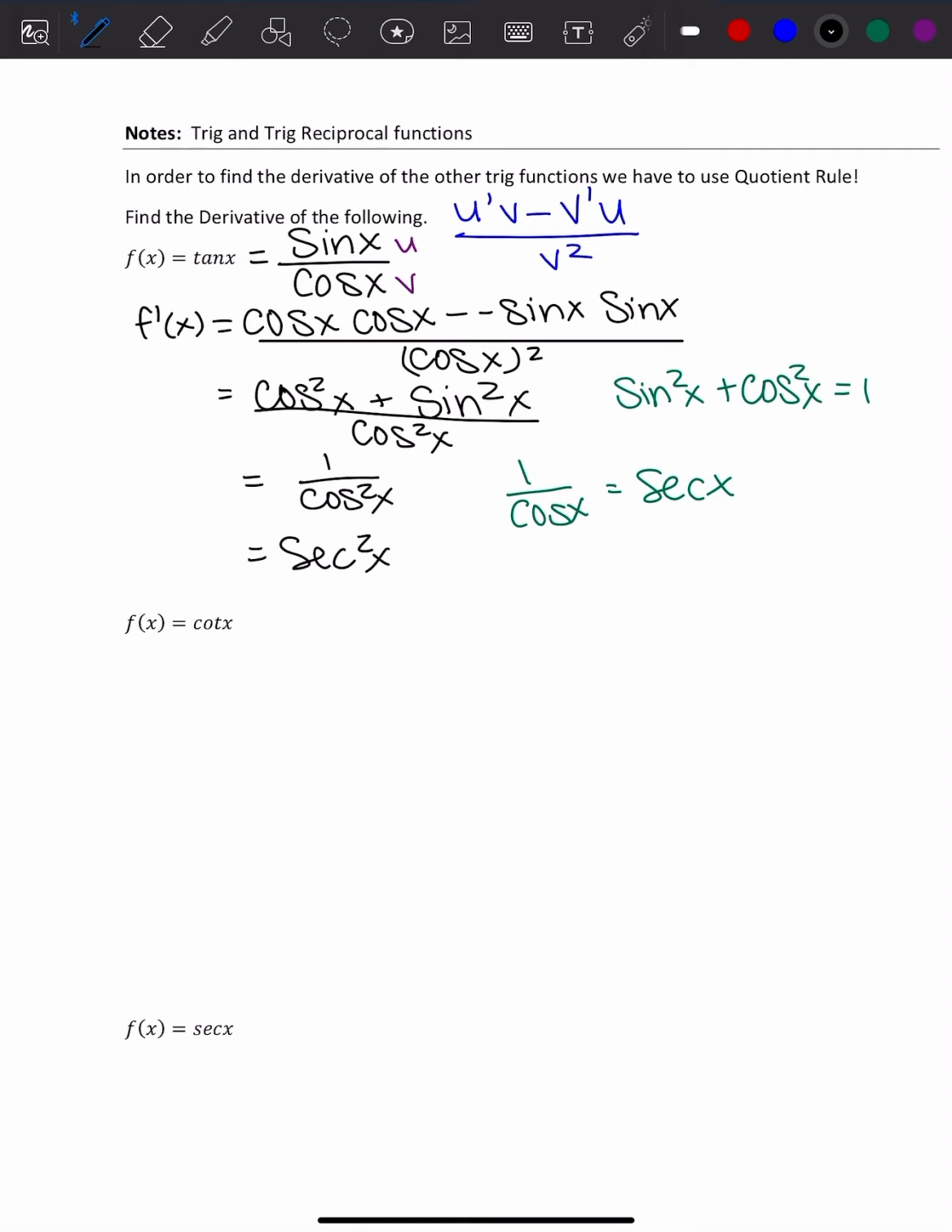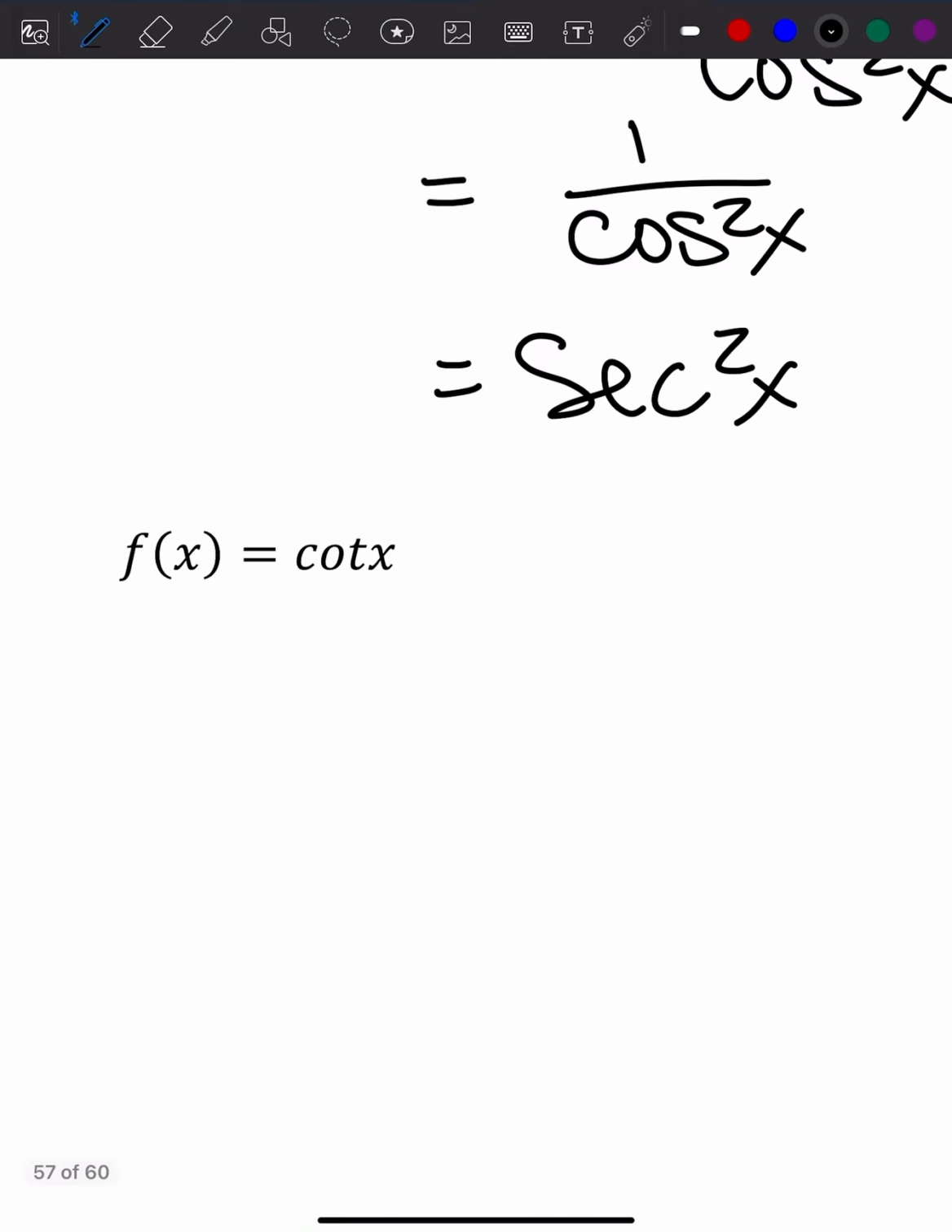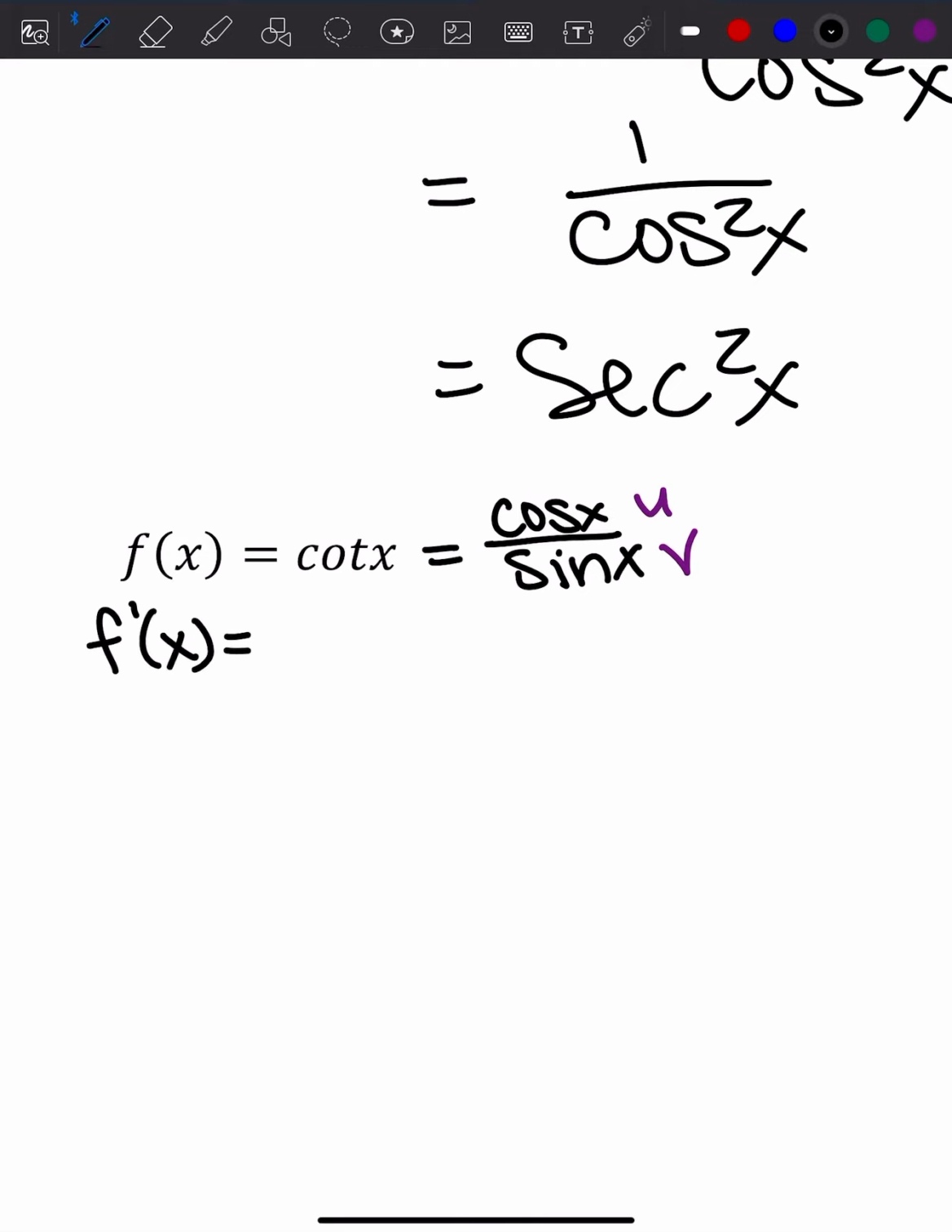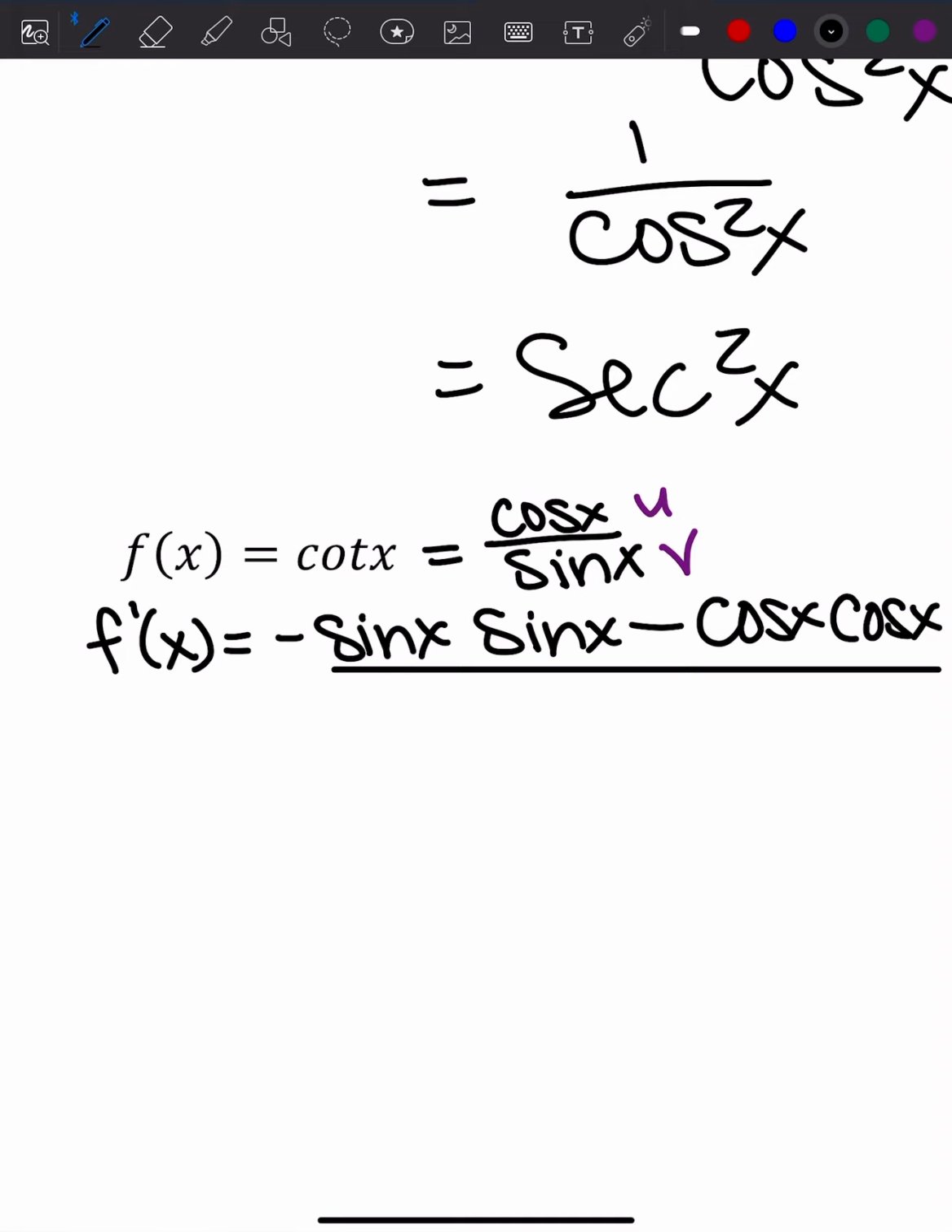Okay, so now we're going to be looking at cotangent. We're going to do the same thing. Cotangent is the reciprocal of tangent, so cotangent is cosine over sine. So we're going to do the same thing again. This time cosine is u and sine is v. So f prime of x equals the derivative of cosine, which is negative sine, times the bottom sine, minus the derivative of sine, which is cosine, times the top cosine, all divided by sine squared.